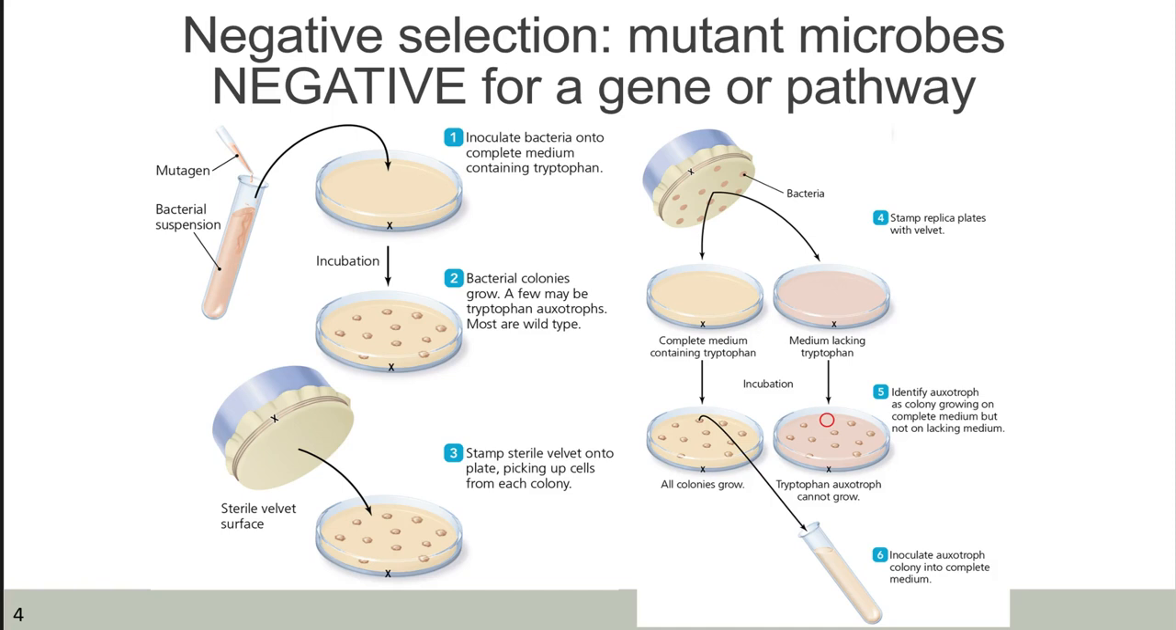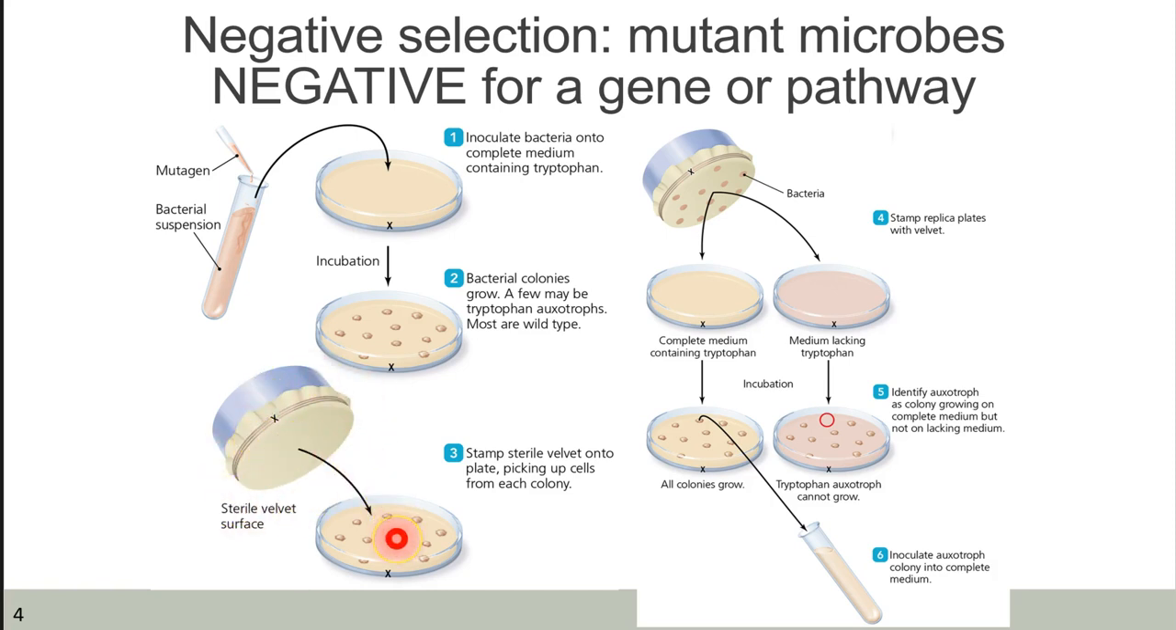Now I'm saying old school, but some people still use these because these are really useful methods. So here's another type of selection. This is a negative selection. In this case, you take a bacterial population in your test tube here. You plate these so that you get individual colonies, and then you take a velvet surface, and this is sterile, most likely sterilized in the autoclave.